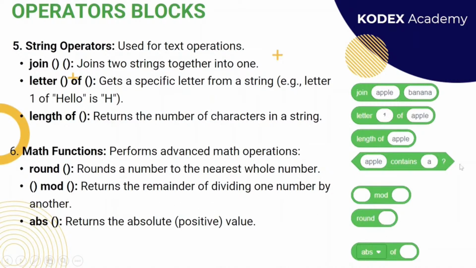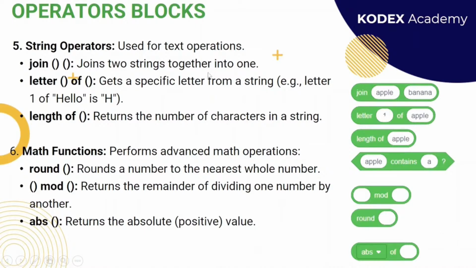Next one is mod. Here you take two values and it returns the remainder of dividing one number by another. When you want to know the remainder when one number is divided by another, you can use this block. And the last one is abs. It returns the absolute positive value of the number which you take from the user and use in your script. So what would be the absolute positive value using this operator block?